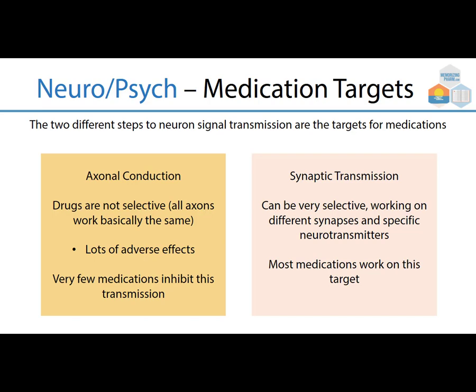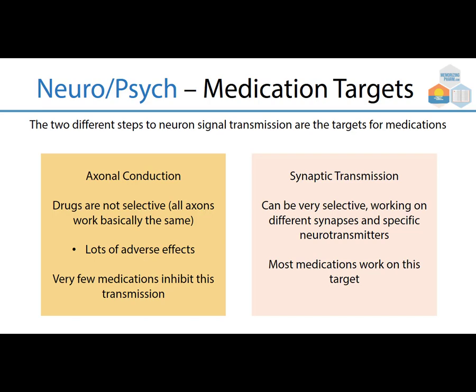With axonal conduction, like the local anesthetics, the drugs aren't selective. All axons work basically the same. There are many adverse effects relative to synaptic transmission, although those can certainly have some. And there are very few medications that inhibit transmission in this way.